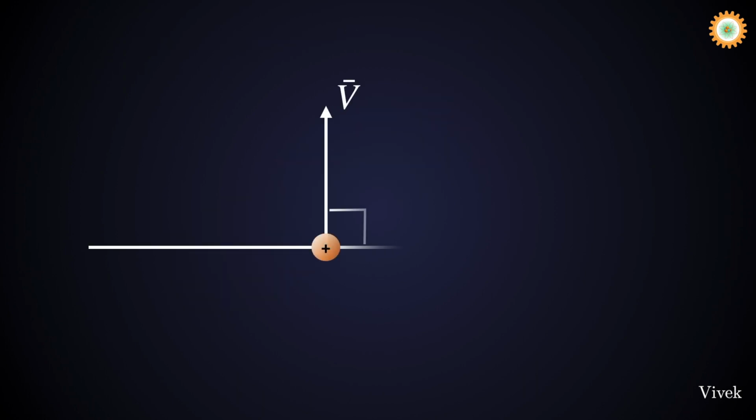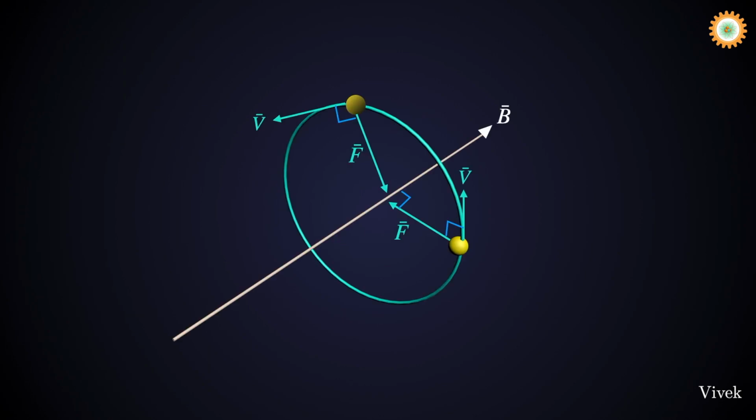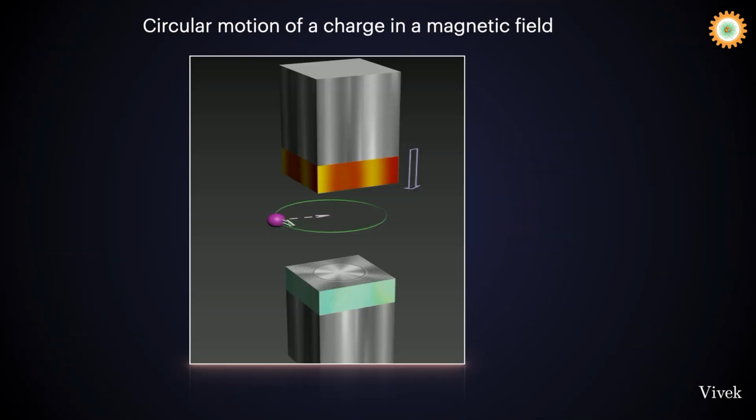The initial velocity of the charge is perpendicular to the magnetic field. We know that the resultant magnetic force should be perpendicular to both the charge velocity and field direction. This is the configuration of the resultant magnetic force. As the force is always perpendicular to the velocity, the charge moves through a circular path. This is the circular motion of a charge in a magnetic field when the velocity and the magnetic field are perpendicular to each other.